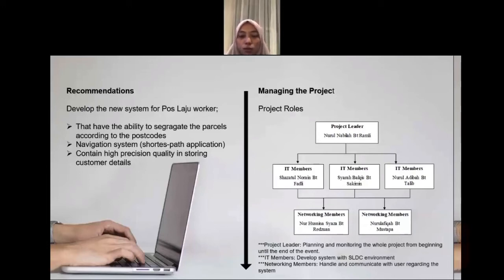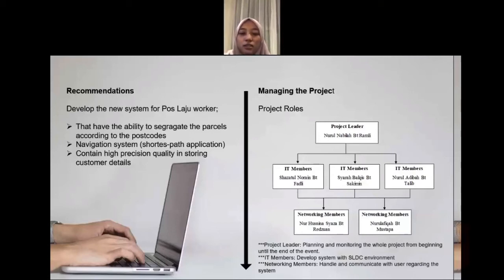The role of the project leader is planning and monitoring the whole project from the beginning until the end of the event. For the IT members, they are assigned to develop the system with the SDLC environment. Meanwhile, the networking members are going to handle and communicate with the users regarding the system.